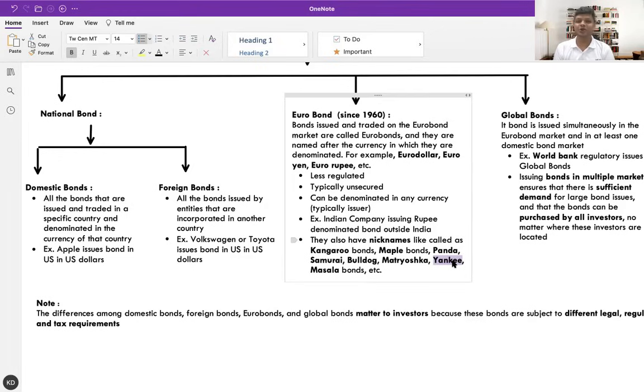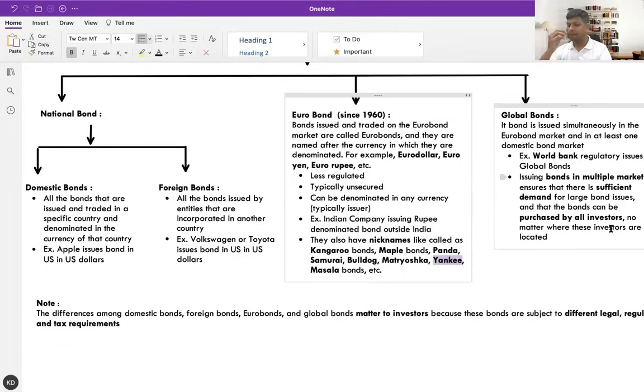Clear, everyone? What is a Euro bond? The biggest difference between a Euro bond and a foreign bond is this: if an Indian company issues bonds in US dollars in the US, it's a foreign bond for them. But if an Indian company issues rupee-denominated bonds in the US, then it's a Euro rupee bond, or a masala bond.